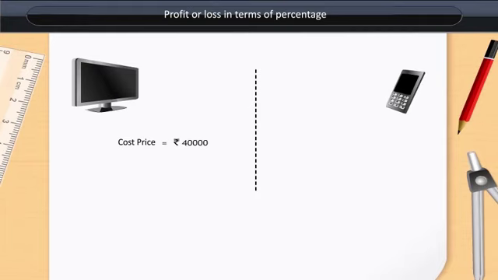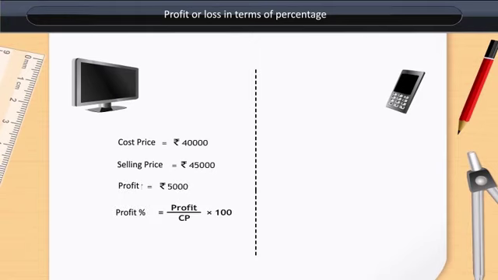Cost price is equal to ₹40,000. Selling price is equal to ₹45,000. Profit is equal to ₹5,000. Profit percent is equal to 5,000 upon 40,000 multiplied by 100 is equal to 12.5%.